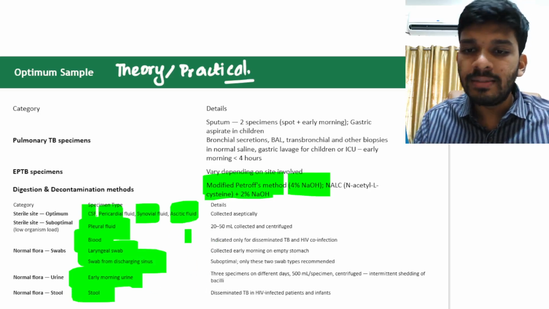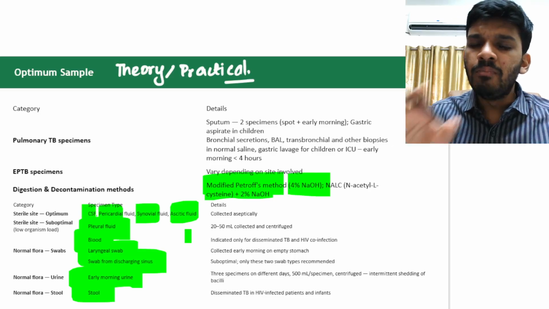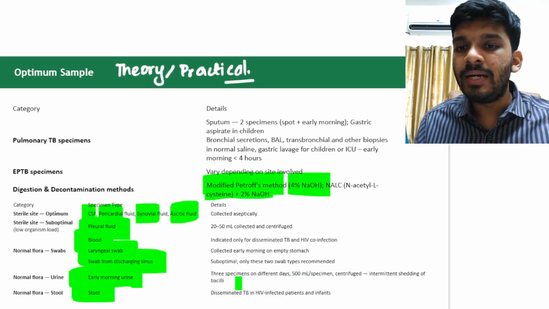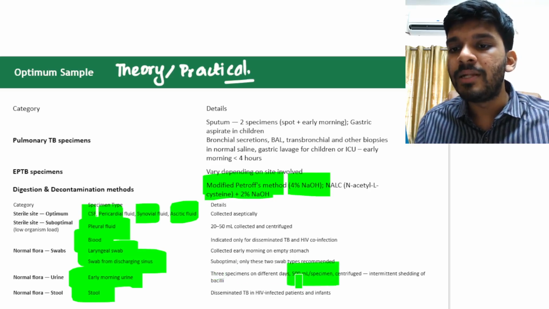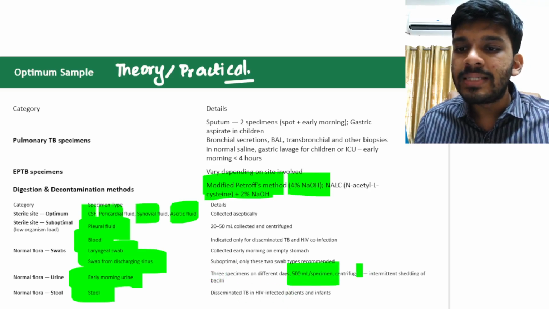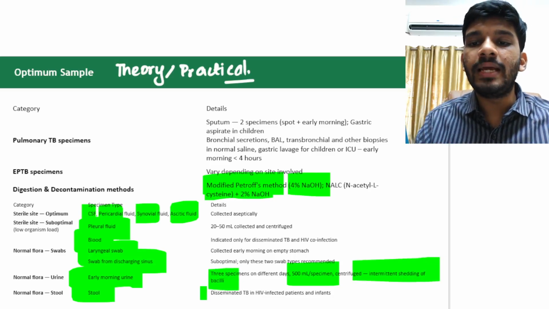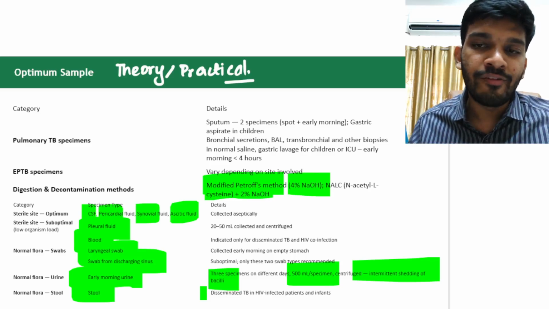And how many ml is required? I've written in this slide, most important things that they have to be collected early in the morning so that all of this is accumulated. For urine, the recommendation is you have to have at least 500 ml specimen, and it should be centrifuged because there is intermittent shedding of the bacilli in the urine. You should take at least three specimens on different days.